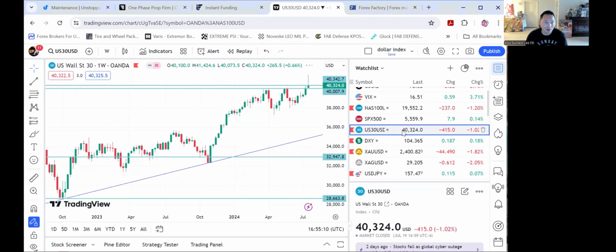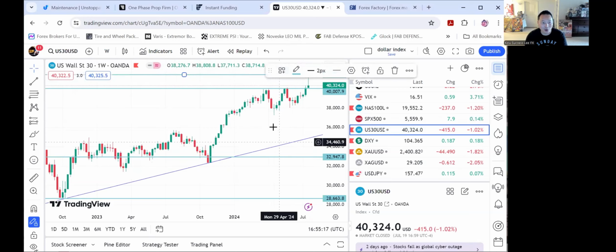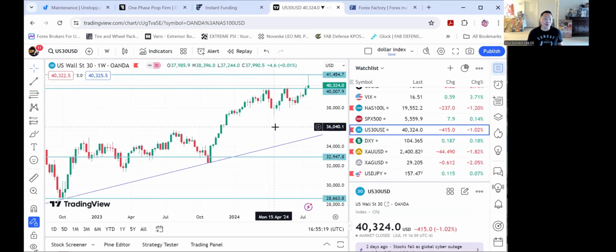Indices. Let's talk about indices. US 30 finally dropped back after hitting a high of almost 41,500. That's pretty insane, the amount of craziness that this thing has gone up to. So I'm really shocked to see how this is all being played out. But like I said, selling it back down, inverted hammer pin candle here.